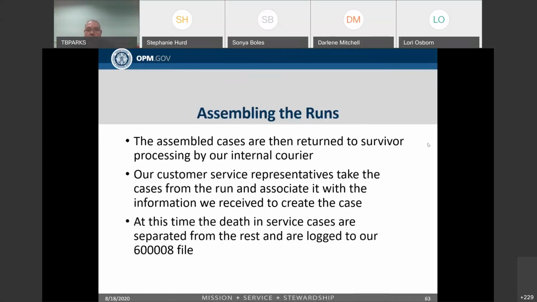The assembled cases are then returned to survivor processing by an internal courier we have. An individual just moves from section to section and delivers work back and forth through the departments. Our customer service representatives take the cases from the run and associate it with the information we received to create the case. And at that time, the death in service cases are separated from the rest of the run that we have, and they get logged to our 6008 file.